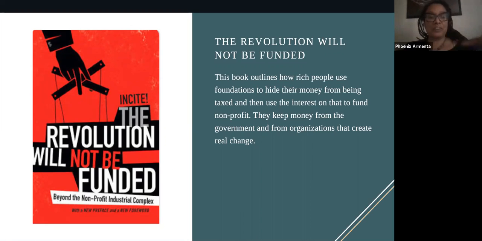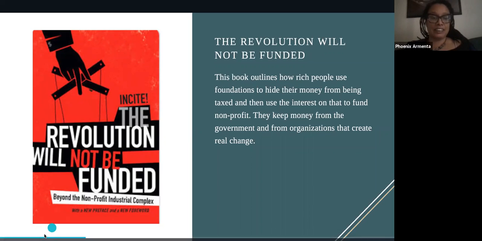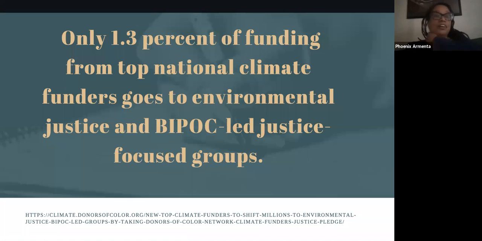But because they're the ones who are giving out the money to these nonprofits, they get to decide which issue areas get funded, which programs get funded, and basically they take that power away from the government organizations by taking their taxes out of government. This actually causes a lot of disjoint in the foundation and funding world, leading to the point where of all the funding nationally for environmental organizations, only 1.3% goes to environmental justice and BIPOC-led justice focus groups.